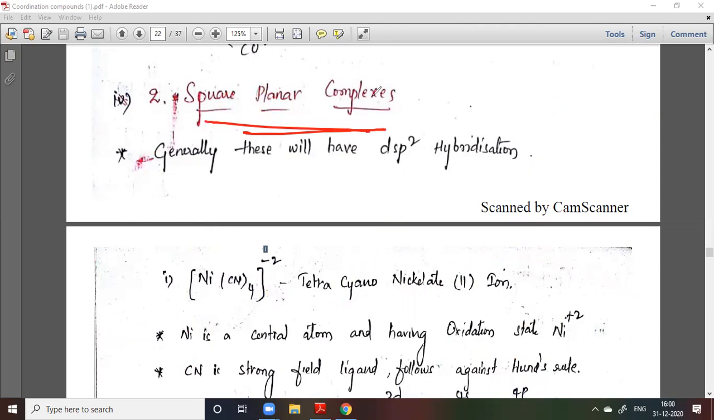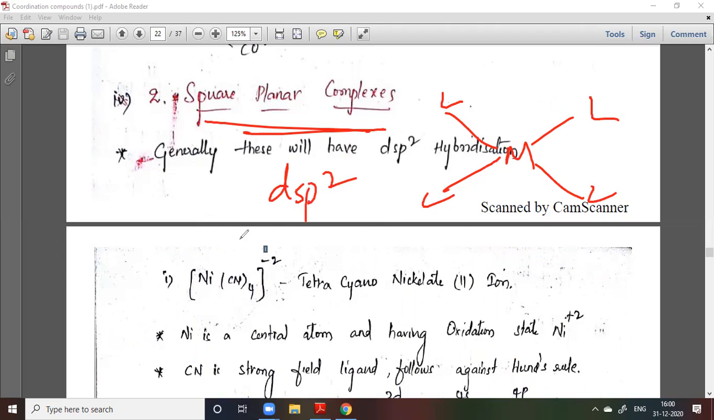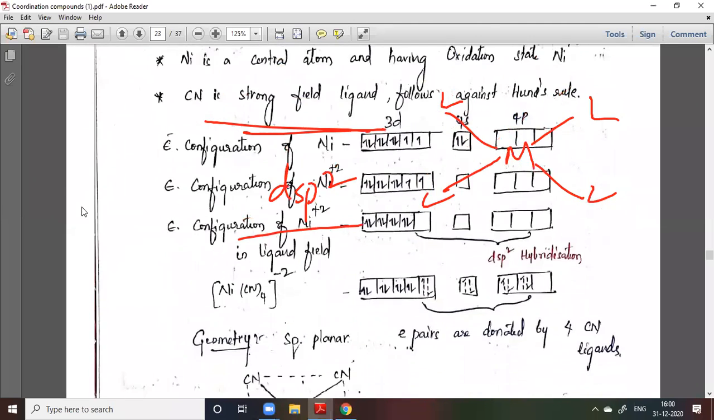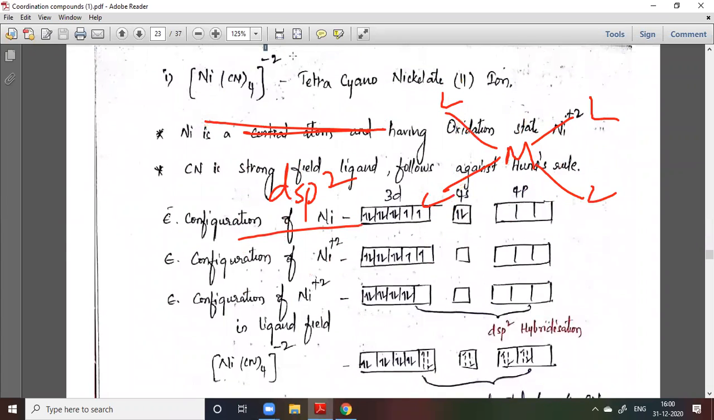So let us start with square planar complexes. What actually are square planar complexes? The structure will be like this. Now we need to prove that the hybridization is dsp2 for the square planar complexes. So let us understand these things and start with the first example.